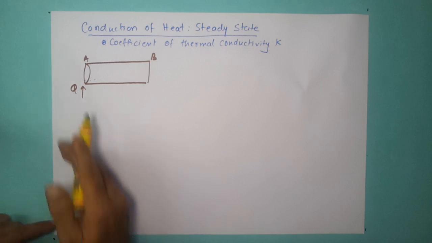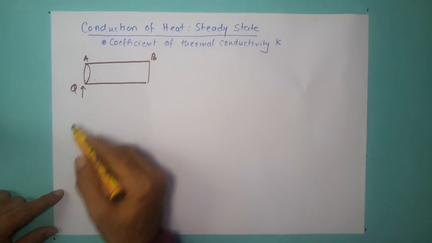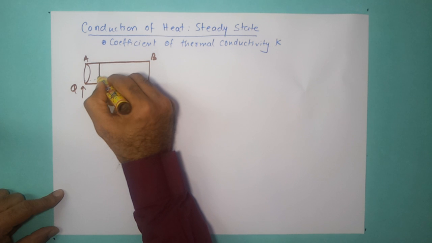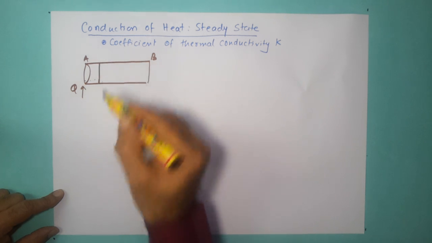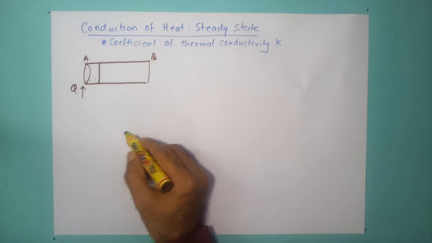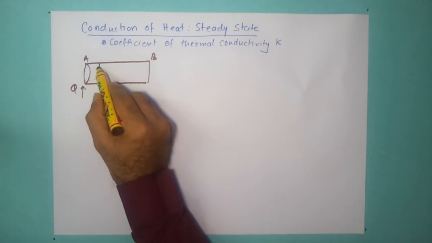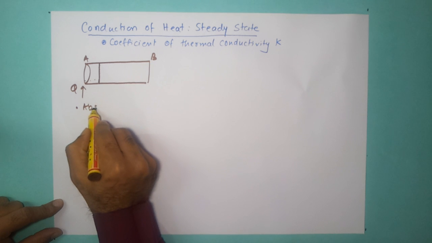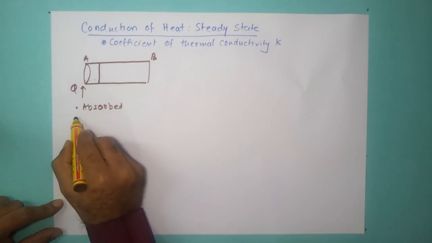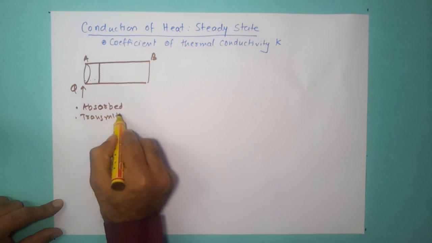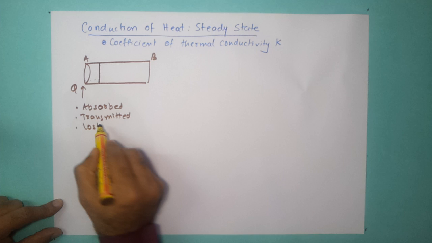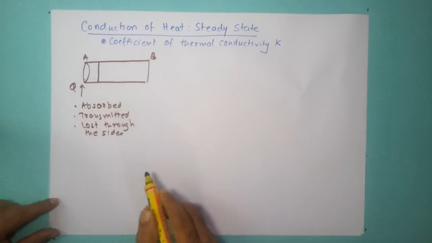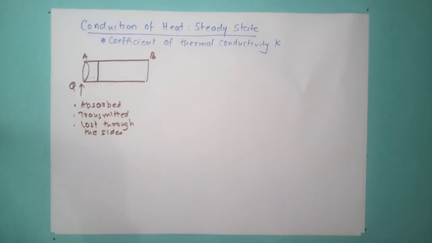So let us look at this process in more detail. If I look at one particular cross section, let us say I'm focusing my attention on this cross section of the rod, and this would comprise a number of particles of this particular metal. When heat reaches this particular surface, three things happen. One is heat is absorbed by the surface, heat is transmitted by the surface, and heat is lost through the sides. Or simply saying, heat is lost. Let me explain this.